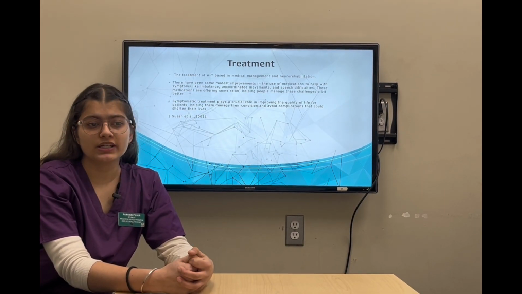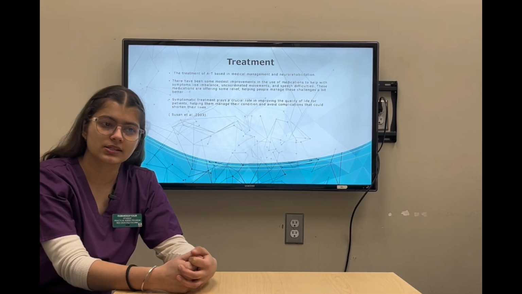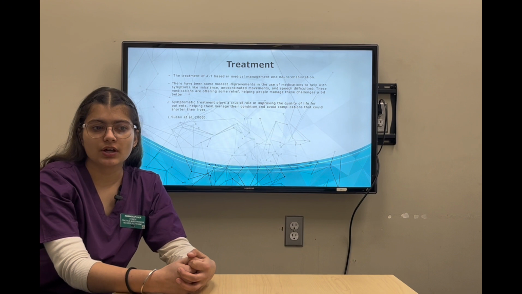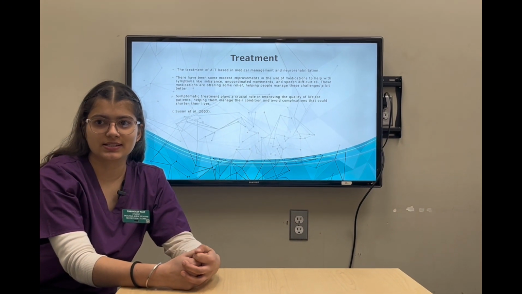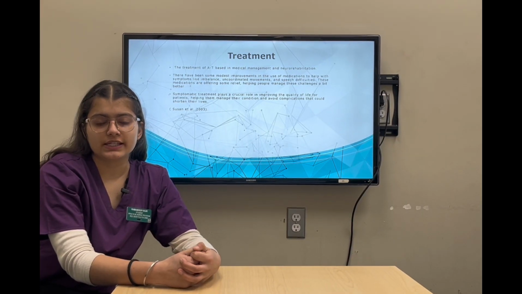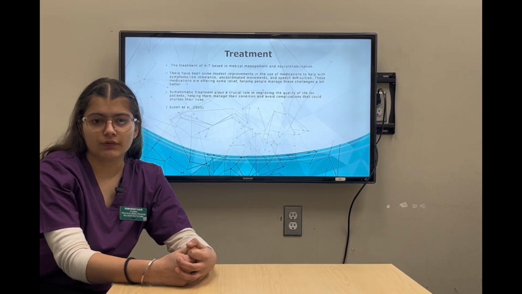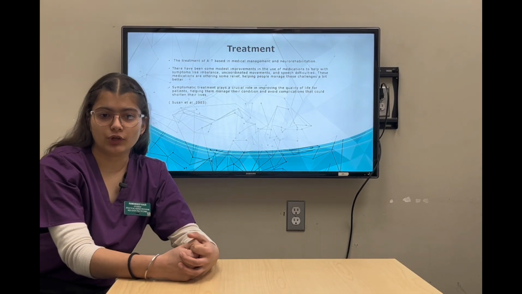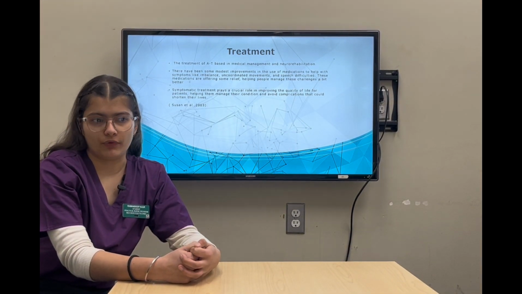There have been some modest improvements in the use of medications to help with symptoms like imbalance, uncoordinated movements, and speech difficulties. These medications are offering some relief, helping people manage these challenges a little bit. Supportive interventions include education about the disease, genetic counseling, individual and family counseling, referral to support groups and advocacy groups, and guidance to online resources should always be offered.